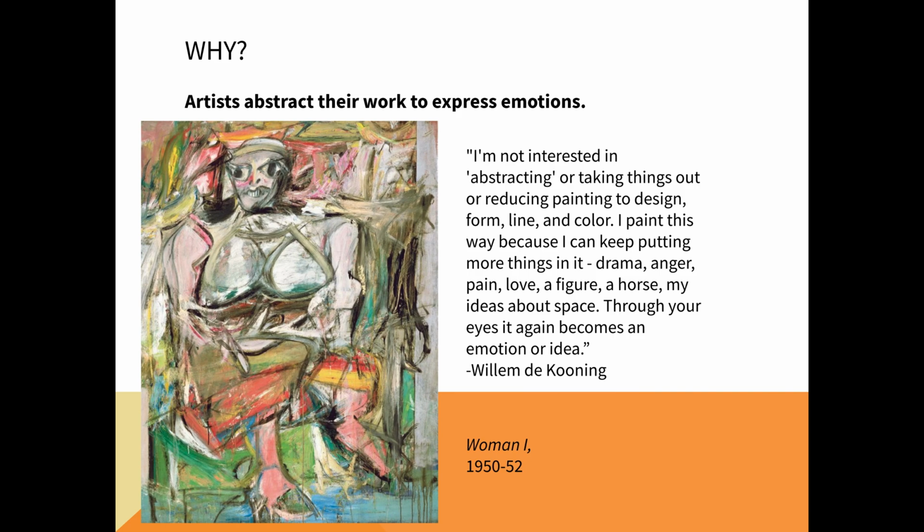So he doesn't want to abstract for the ways that Lee Krasner is abstracting, reducing her birds to shapes and colors and textures. Willem de Kooning says, "I paint this way because I can keep putting more things in it: drama, anger, pain, love, a figure, a horse, my ideas about space. Through your eyes, it again becomes an emotion or an idea." And I think that he's doing a really good job here in this artwork of expressing his emotions.